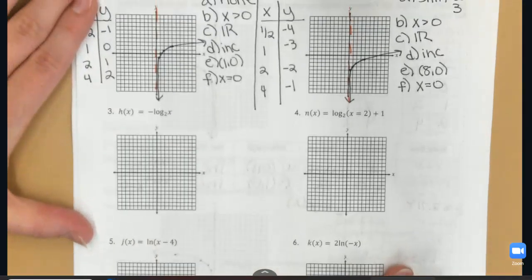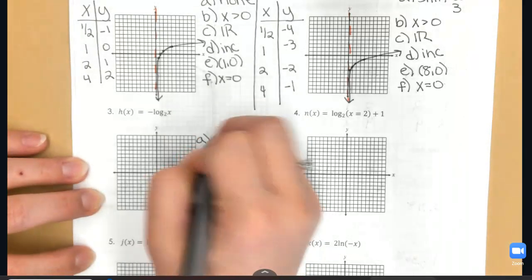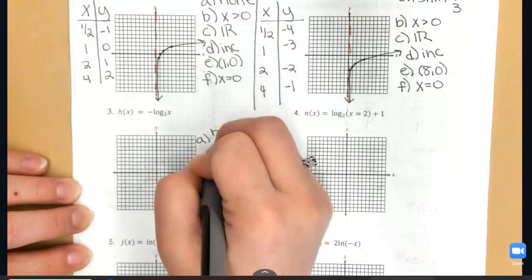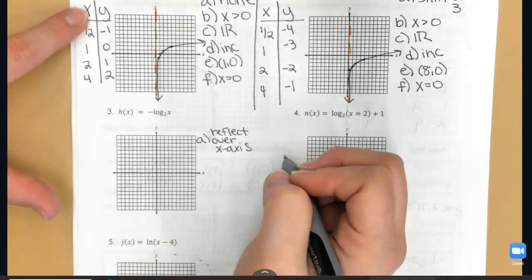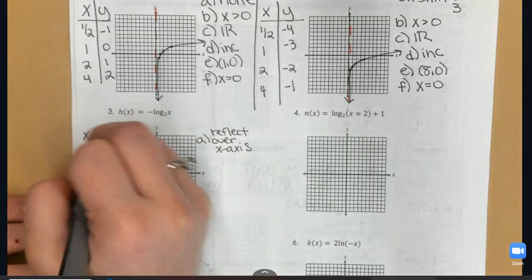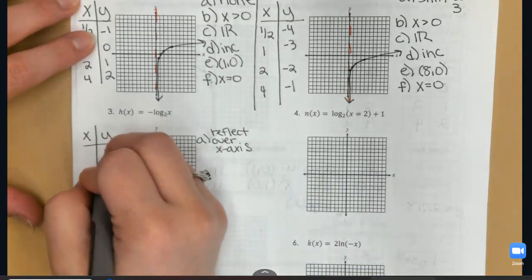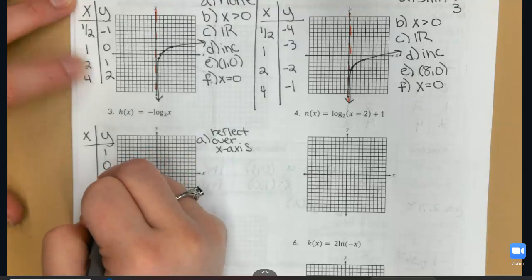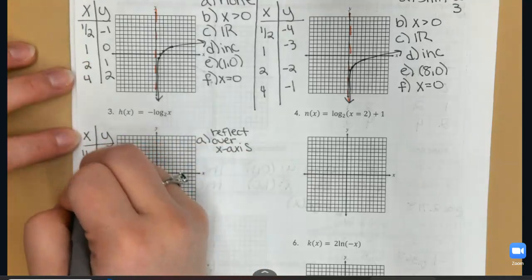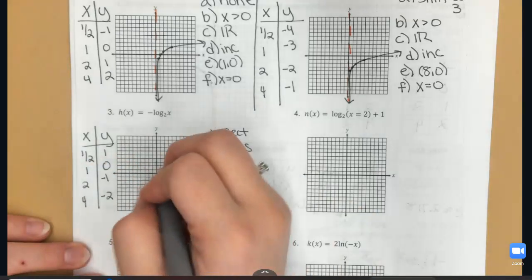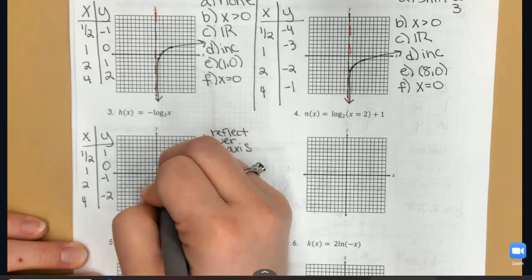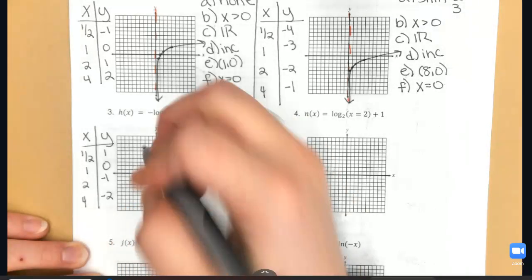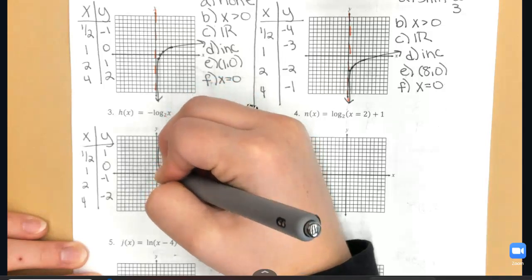All right, moving on to 3. I have negative on the outside, negative log of x. This tells me that this transformation is going to be a reflection over the x-axis. So what that's going to do is change the signs of my y's, again referring to that original table from number 1. So all the positives will become negative and vice versa. And then my x values will not change. So here is our transformed graph.